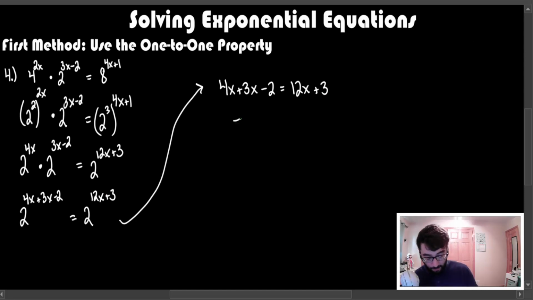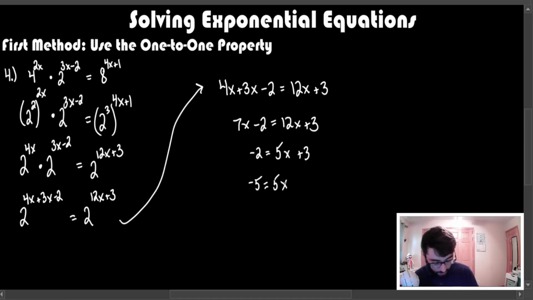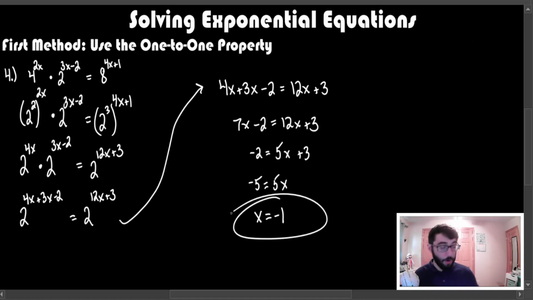So the first thing I would do is combine like terms to get 7x minus 2 is equal to 12x plus 3. And now I can get x's on one side, everything else on the other side. So personally I would subtract 7x from each side to get negative 2 is equal to 5x plus 3. I would then subtract 3 from each side to get negative 5 is equal to 5x. And then I would divide by 5 to get, look at that, that worked out so nice, x equals negative 1. And that would end up being our final answer.